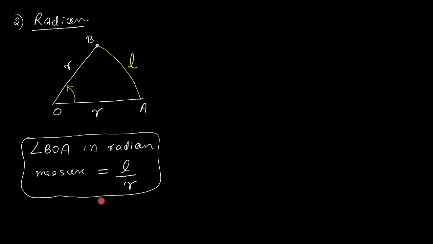Okay, understood. So you please write down. If you have any doubt, you can ask me. This is the way we define. Okay, you please write down L by R, arc length divided by radius. If you have written and no doubt, then you can raise your hand.